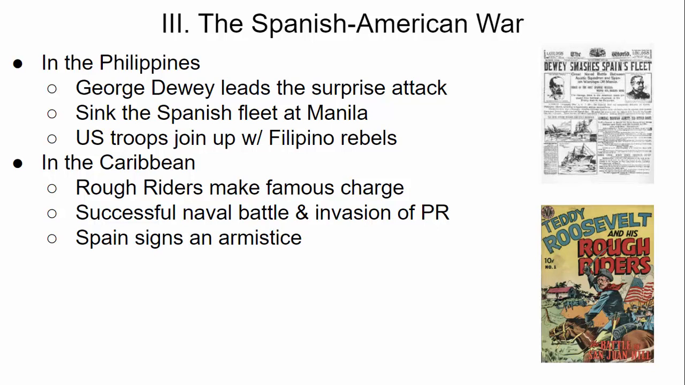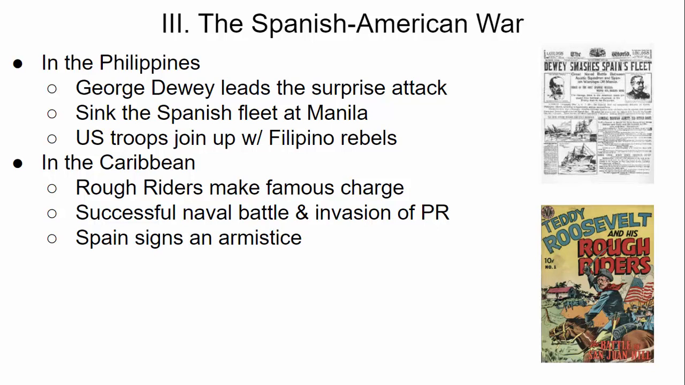Okay, so this is where Teddy Roosevelt and his Rough Riders make their famous charge up San Juan Hill in Cuba. It actually wasn't San Juan Hill. It was a hill right next to San Juan Hill, but again, remember that this is all the original fake news. We also fight a successful naval battle off the coast of Puerto Rico and invade Puerto Rico.